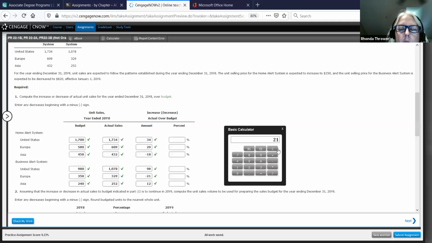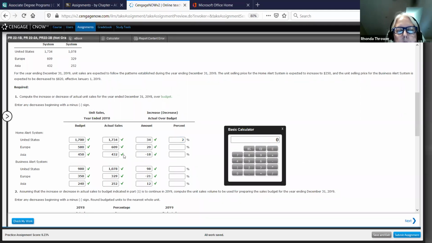So I'm going to start with $34, which was an increase amount. And I'm going to hit my divide key, and I'm going to divide this by my budgeted amount of 1,700. So the percent of increase is 2%. You'd move your decimal 2 places to the right, so that makes that 2%.